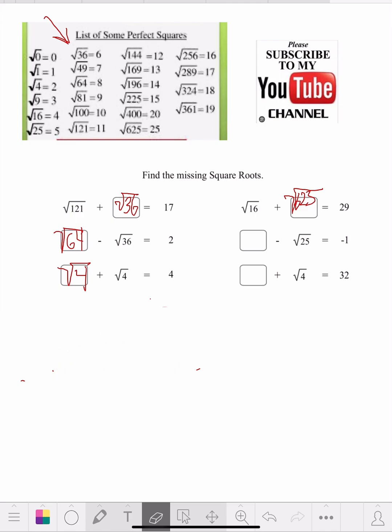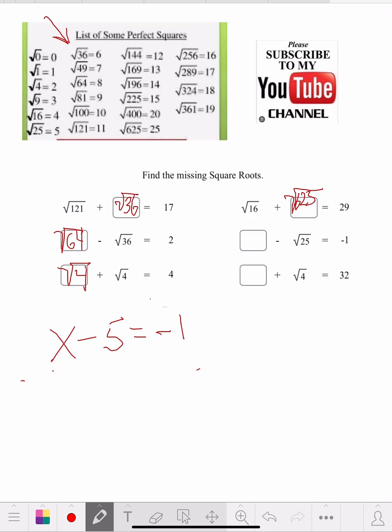The next one. Get the pen going. X minus the square root of 25. I already know it's 5. I learned these. Equals, oh, it's a negative 1. They're trying to confuse us here. If we miss that negative, we might get the wrong answer. So you have to pay close attention.